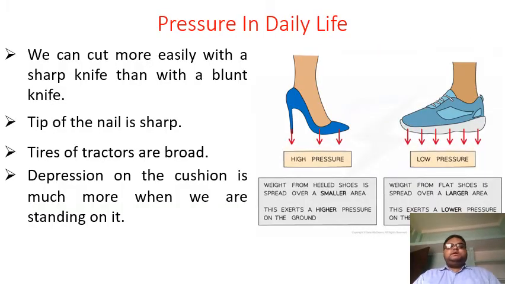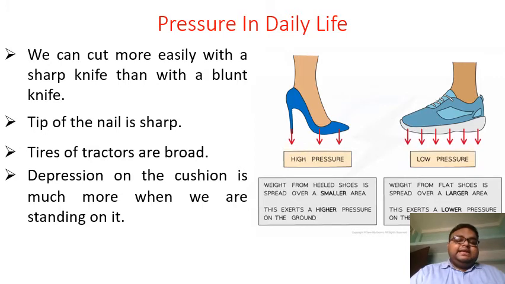Students, you might have seen that when a knife is sharp, we can cut fruits, vegetables, and salads with it very easily, right? But as we go on using that knife, what happens? The knife becomes dull, isn't it? It is really very hard to cut fruits and vegetables with a dull knife, right? So it is one important application of pressure, right?